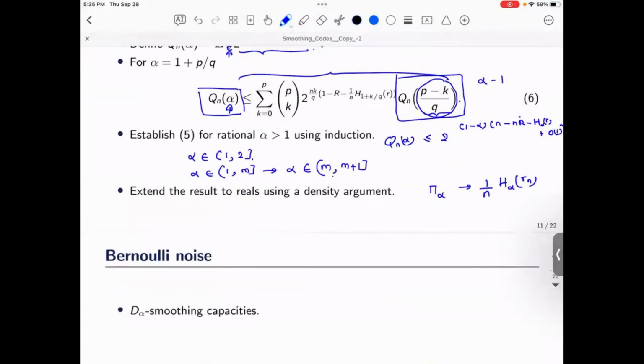If you want a specific example, take Rn equals 1/2, let's say, and define a noise distribution like this: 1/2 plus 1 over 2 to the power n plus 1 for x equals 0, and 1 over 2 to the power n plus 1 when x is not equal to 0. In this case, we can show that pi alpha is 1/2 at 0, and 1.